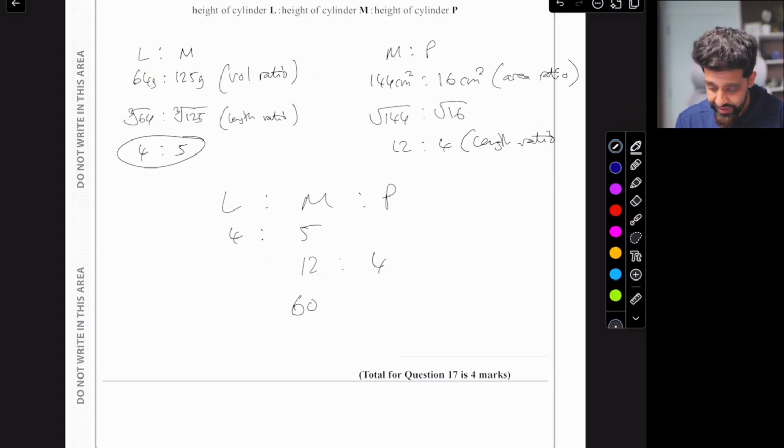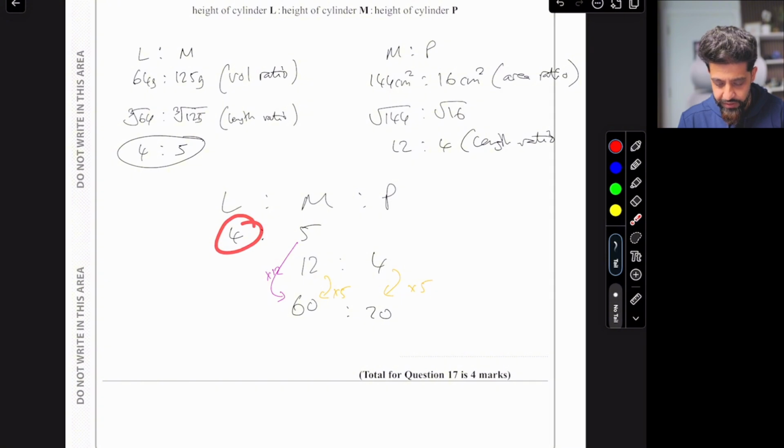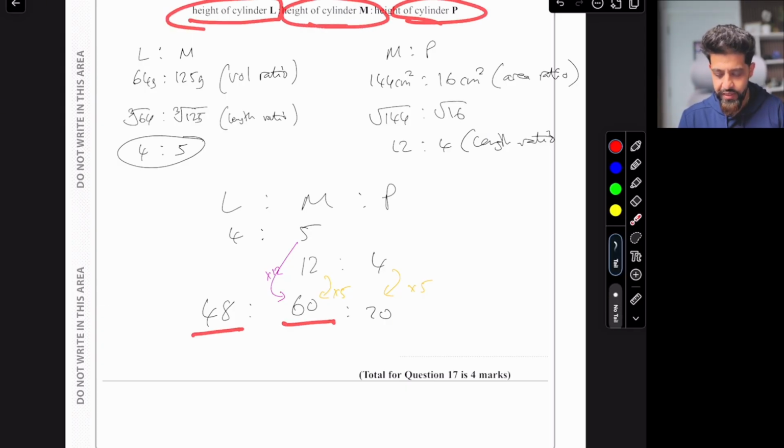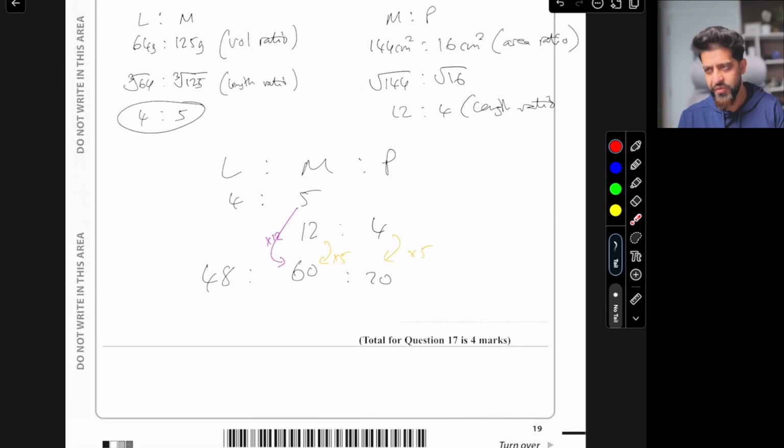And you have a calculator anyway. How does 12 become 60? You times by 5. How does 5 become 60? You times by 12. So therefore, you need to times this one by also 5. So 4 times 5 gives you 20, and you need to multiply this one by 12. 4 times 12 is 48. Now you've got the heights of L, M, and P: 48, 60, and 20. But do you want to simplify it? Yes.